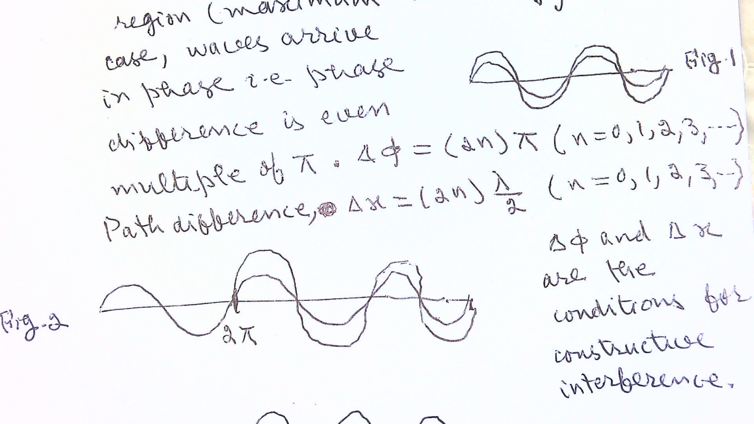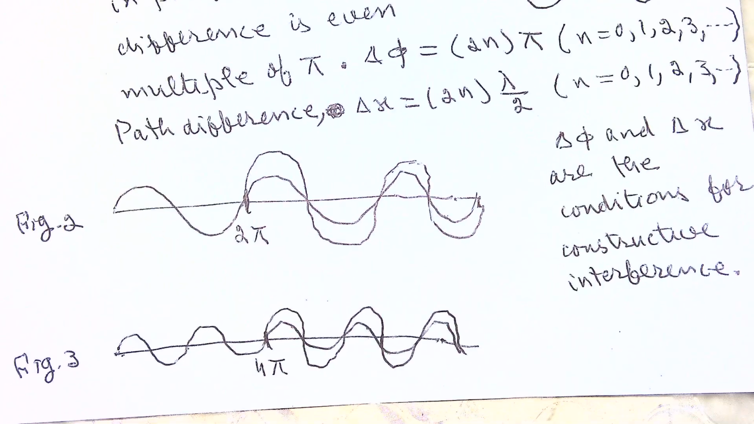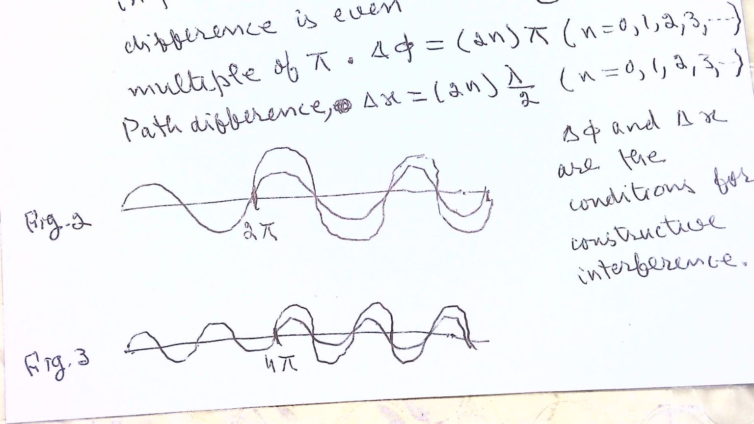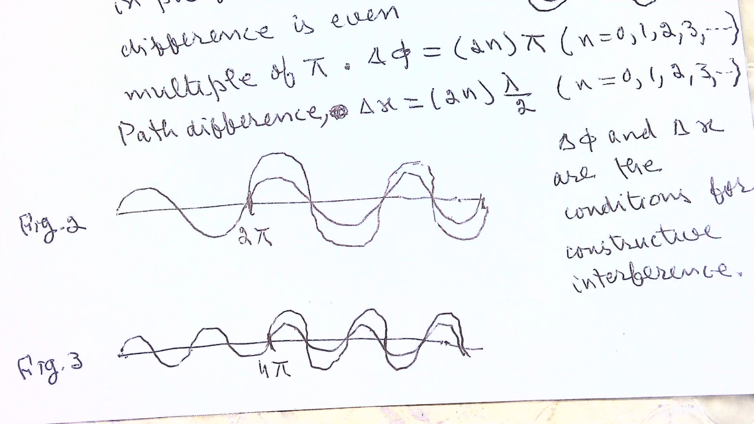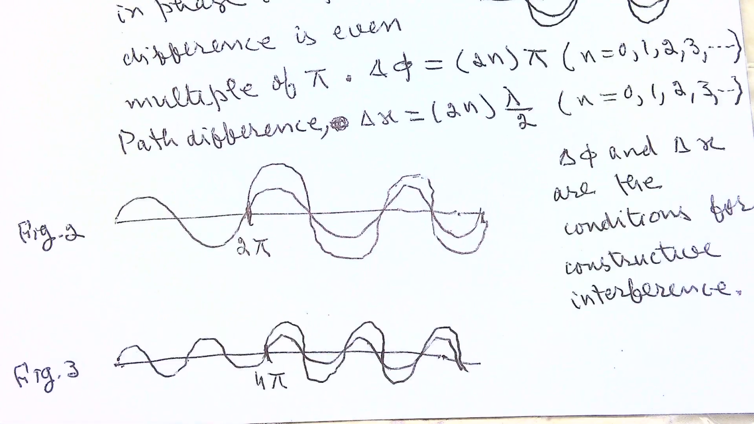Let us now focus on figure number 3. In figure number 3, phase difference is 4 pi. Once again, it is an even multiple of pi. As you know, 4 is an even number. It is an even multiple of pi, no phase difference, and once again, as shown in figure 3, constructive interference is taking place.